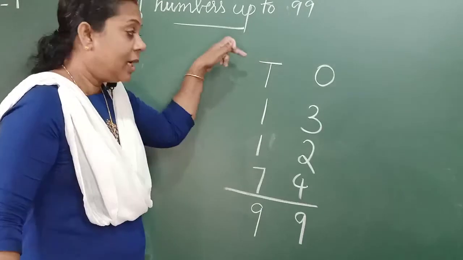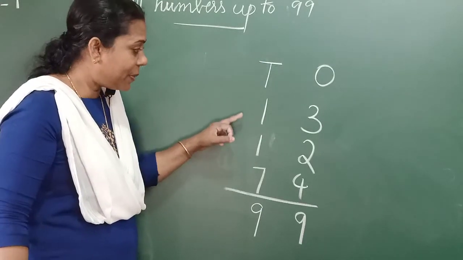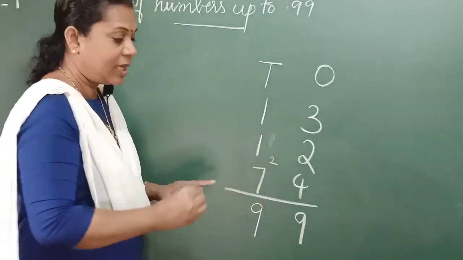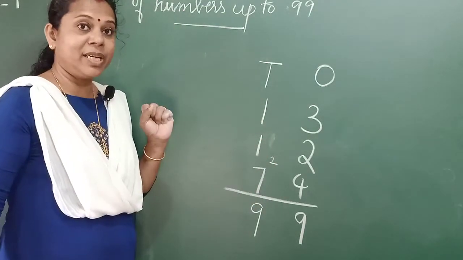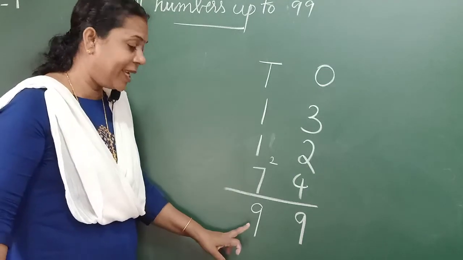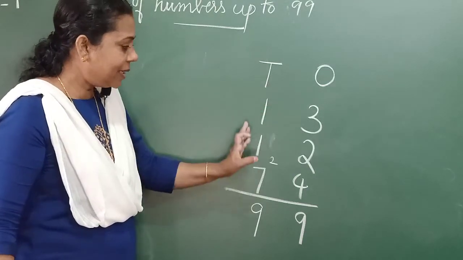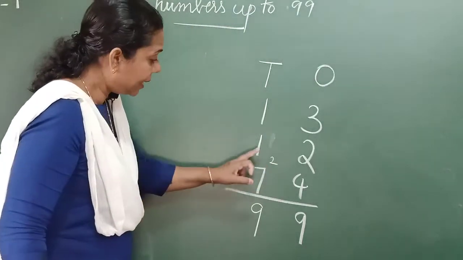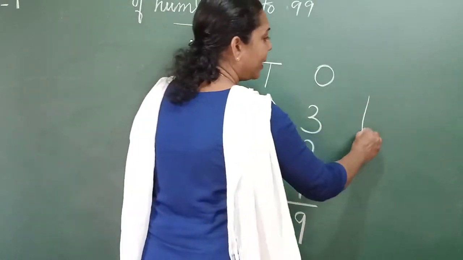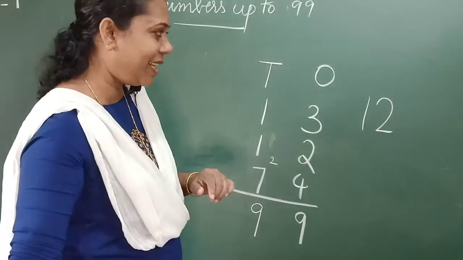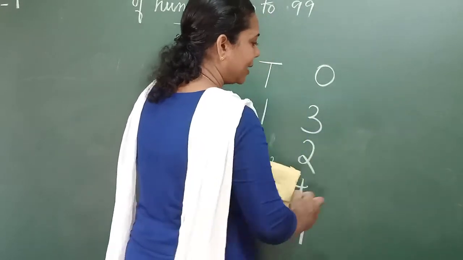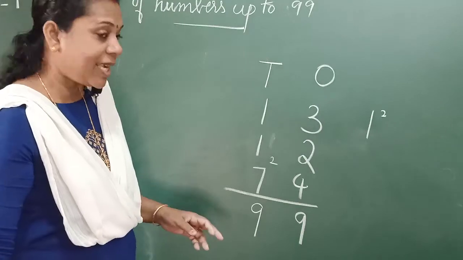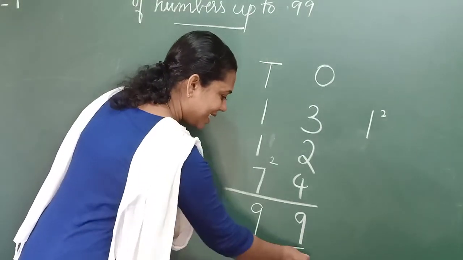What am I adding? 1 plus 1. 1 plus 1 is 2. Please write 2 here. Then 2 plus 7, 2, after that 3, 4, like that. Still you will get 9. Okay, easy. So the answer is 99.